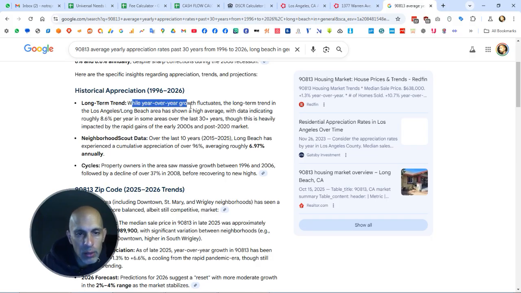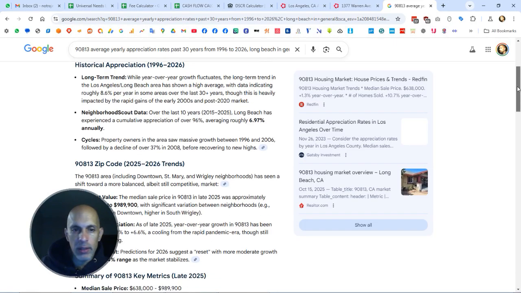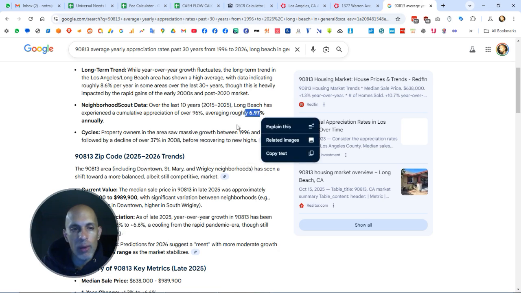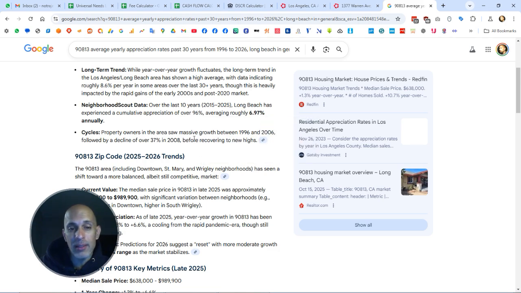But while year-over-year growth fluctuates, the long-term trend in the Los Angeles, Long Beach area has shown a high average, with data indicating roughly 8.6% per year. According to Neighborhood Scout, over the last 10 years, Long Beach has experienced a cumulative appreciation of over 96%, averaging roughly 6.97% per year over the past 10 years.